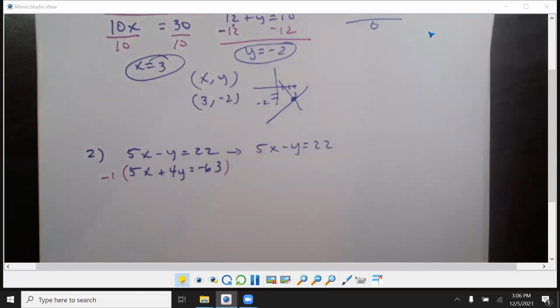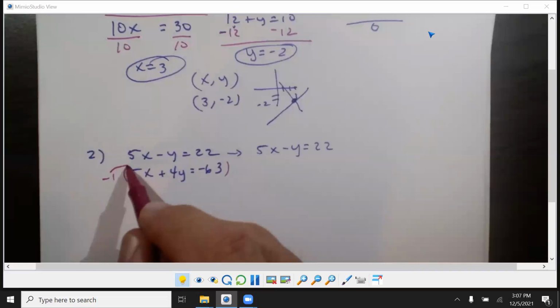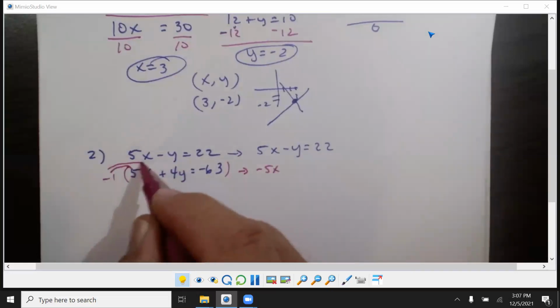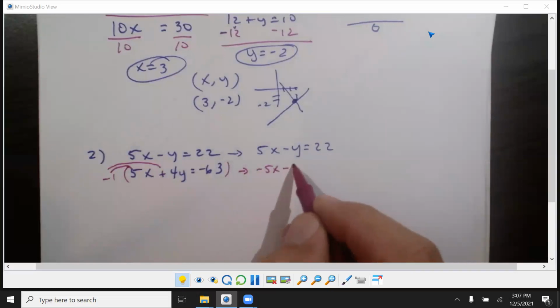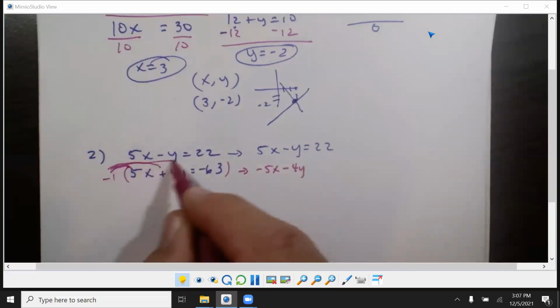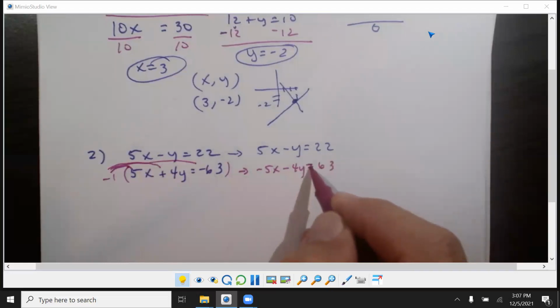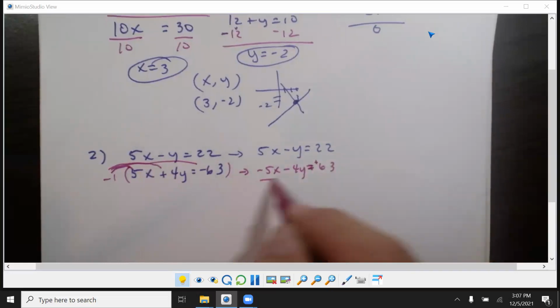All right. Now this one, however, I'm multiplying a negative to the 5. So really it becomes -5x. This -1 gets multiplied to 4. That makes it a -4y. And this -1 gets multiplied to that, makes it a +63. I forgot my equal sign, didn't I? +63.